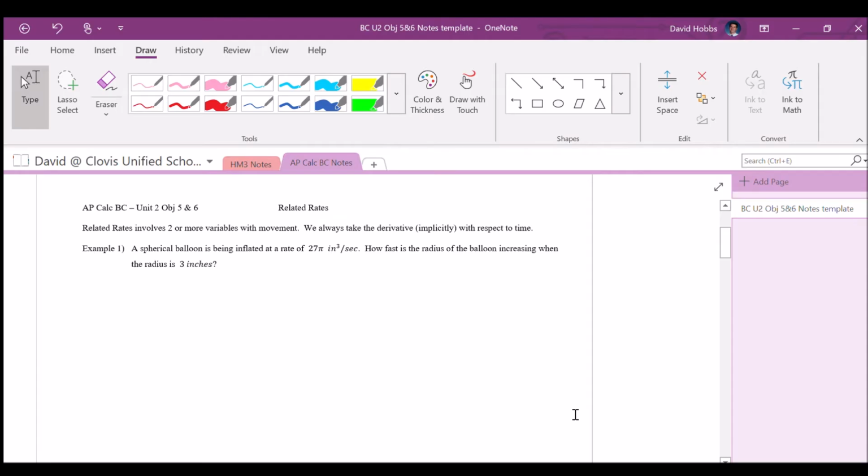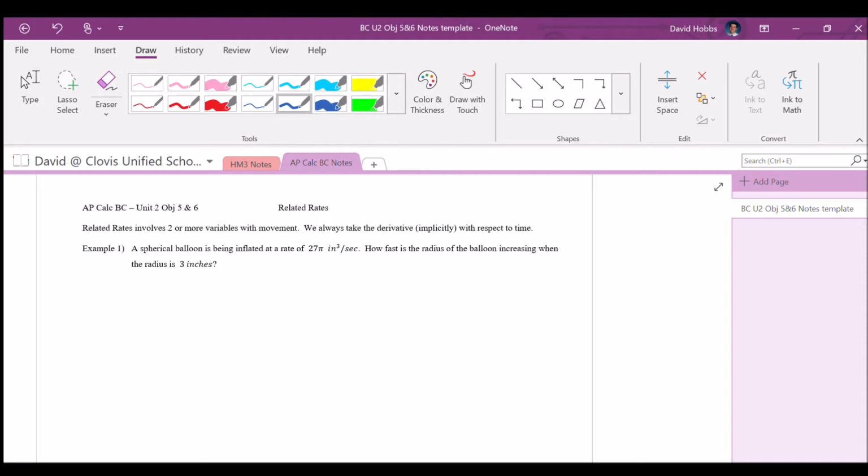Unit 2, Objective 5 and 6 is related rates here in Calc BC. What are related rates? Well, it's a situation that has two or more variables with movement, and we always take the derivative with respect to time. And since you're doing the derivative with respect to time, it's like implicit differentiation. Okay, so we just need to go ahead and get going on this.